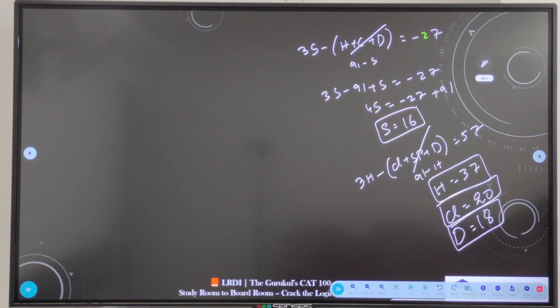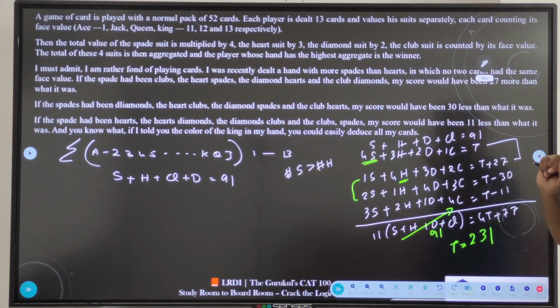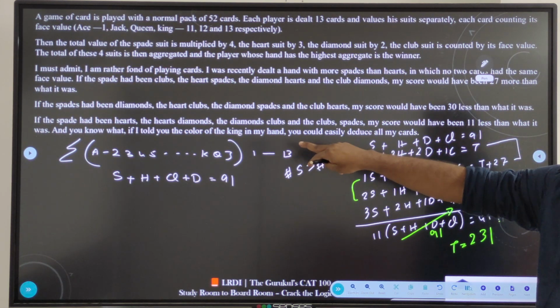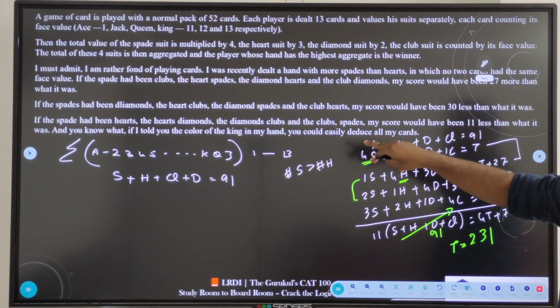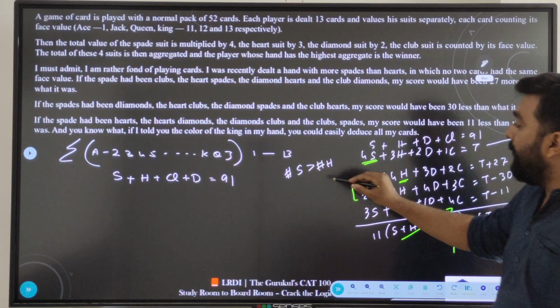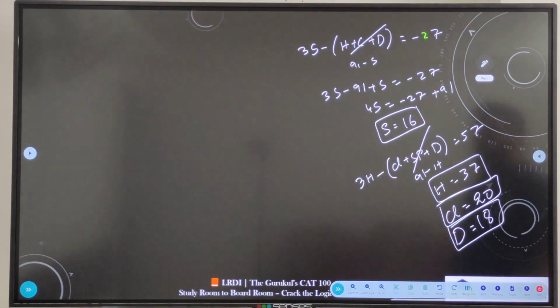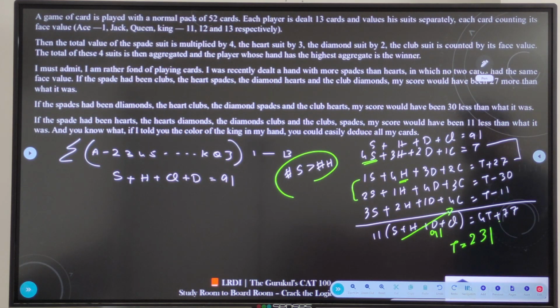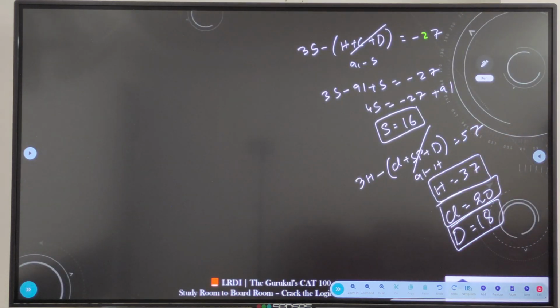Okay. Now this is the first part of the question. Now what are they asking us? They gave something with respect to the last statement, if you observe carefully. If I told you the color of my king in my hand, you could easily deduce all my cards. And the number of spades are more than number of hearts. Spade sum is 16, heart sum is 37. Okay, so if number of spades are more than hearts, what can be the possibility of spades? Spades sum I already know 16.